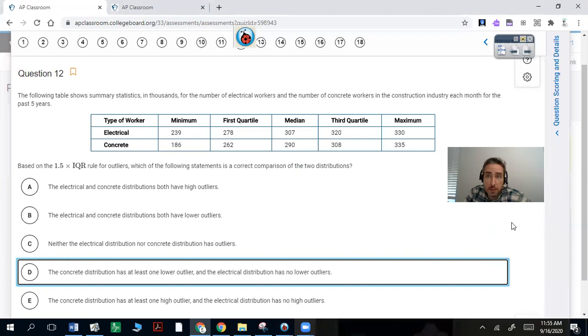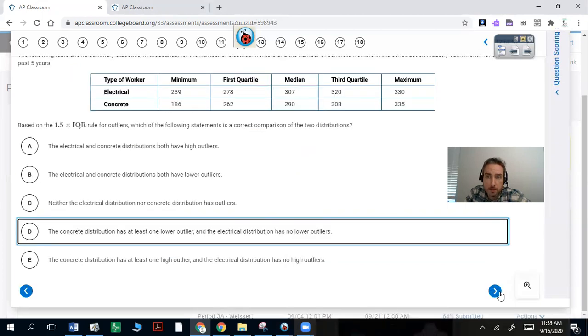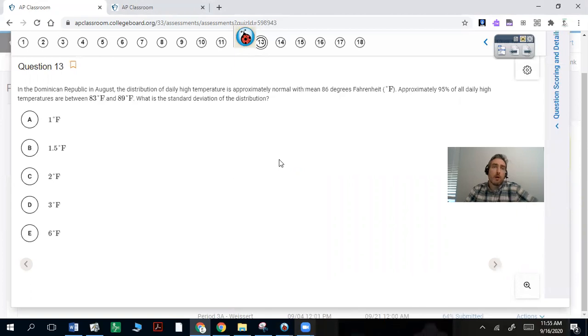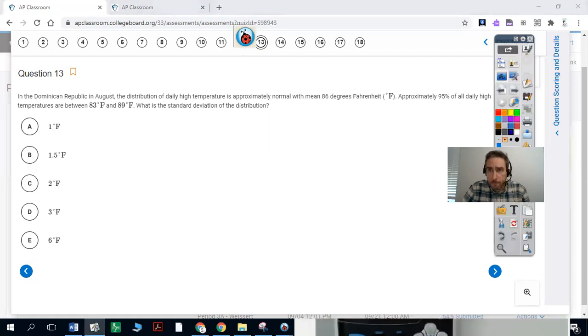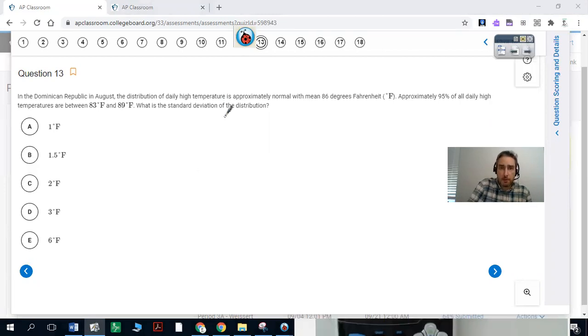All right, number 13. In the Dominican Republic in August, the distribution of daily high temperatures is approximately normal with a mean of 86 degrees. Approximately 95% of all daily high temperatures are between 83 and 89 degrees. What's the standard deviation? Well, let's draw this out. Remember, the empirical rule is 68, 95, 99.7. This is plus or minus 2 standard deviations.